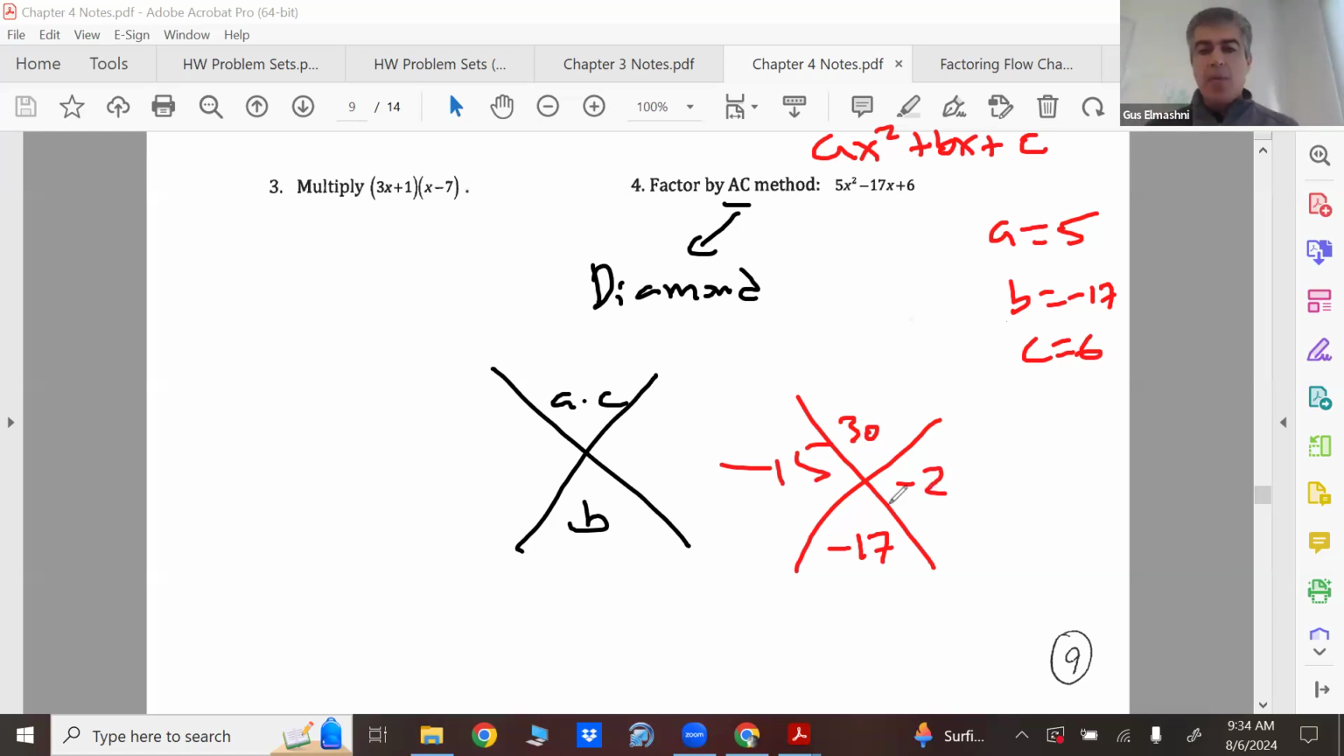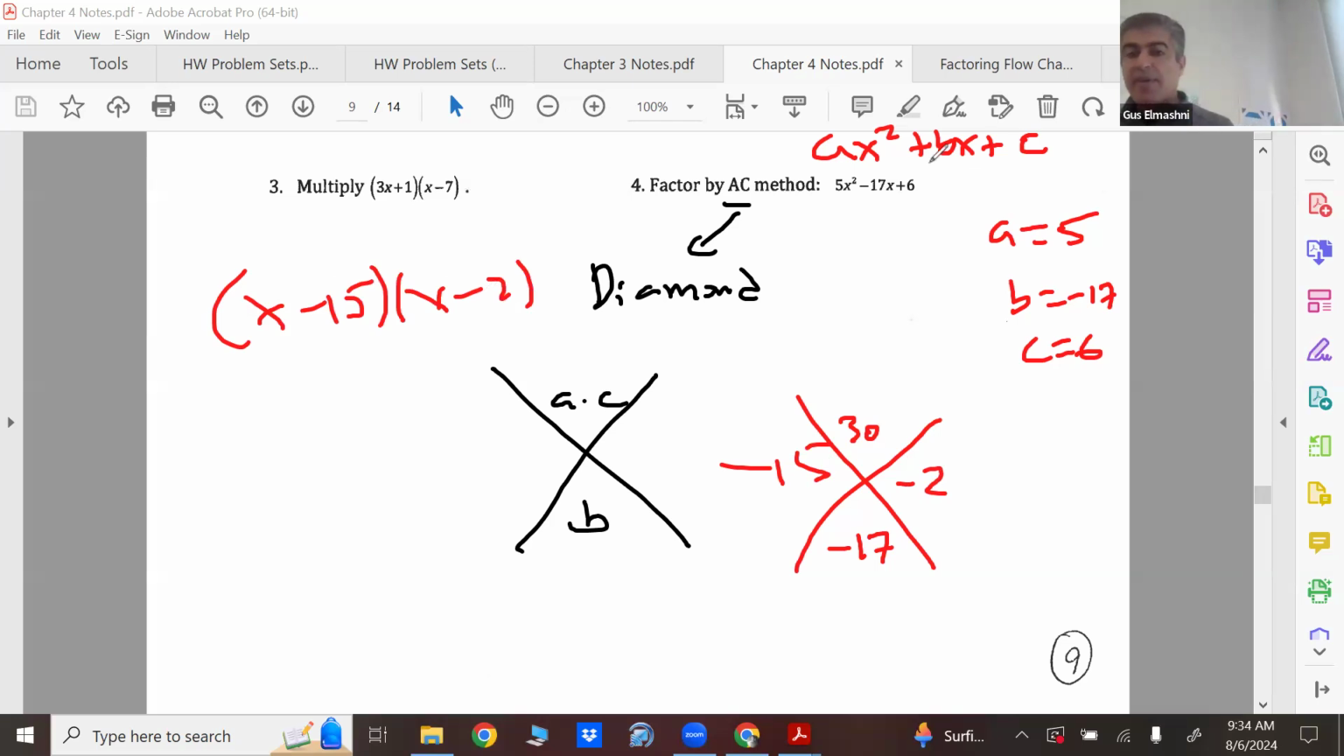Good. However, you're not out of the woods yet. Because you can't say x minus 15 and x minus 2. Don't write this down. Because if you were to multiply this out, you don't get back to the original expression. You don't get the 5x squared, right? And you don't get the plus 6, you get plus 30. You do get the middle term, but that's it. So instead, we have to do the box.